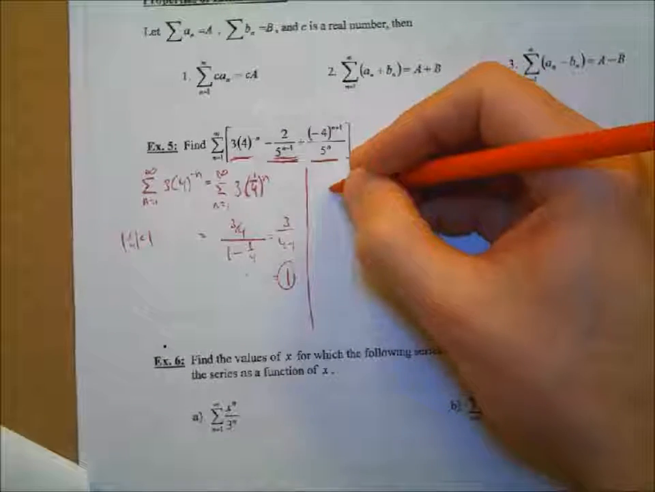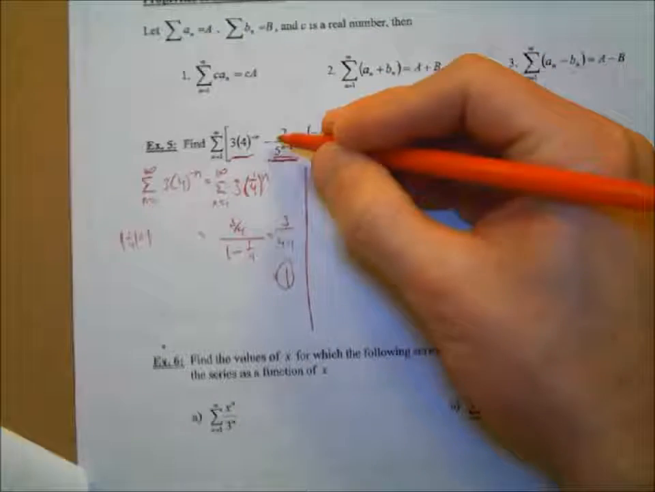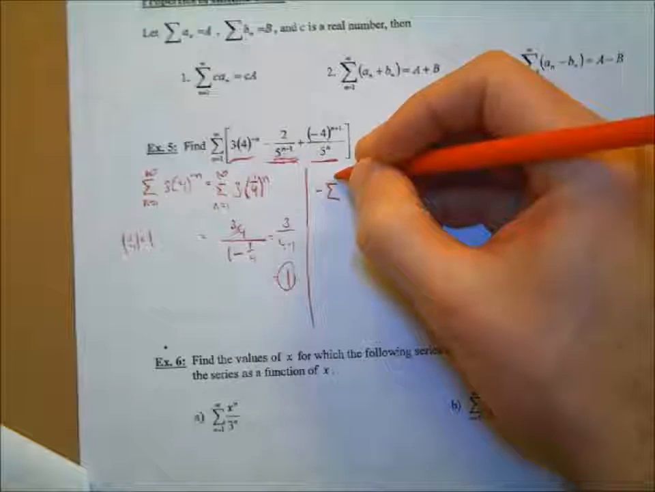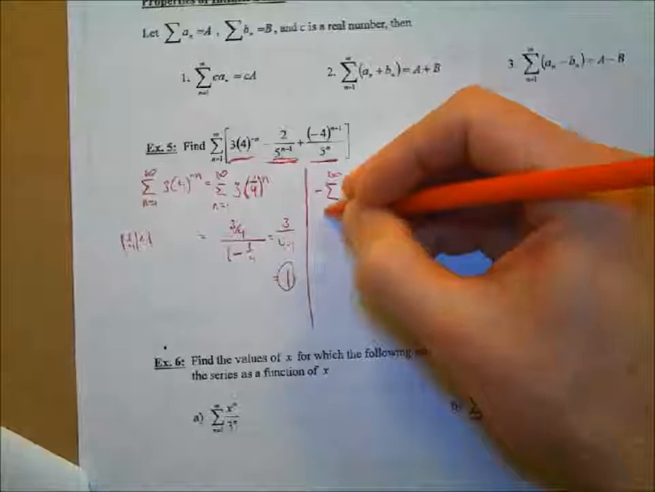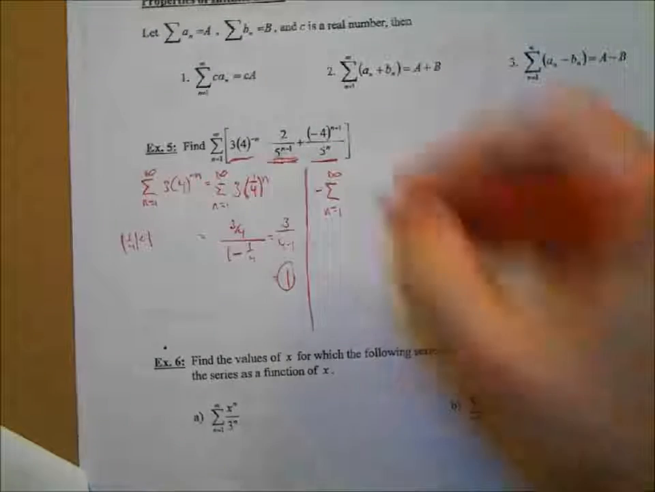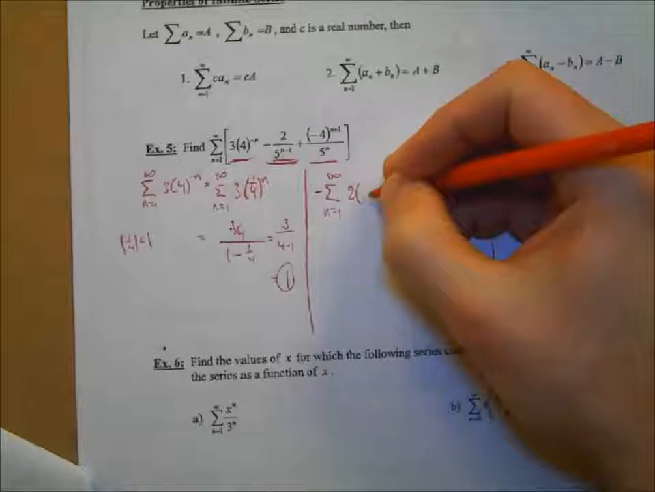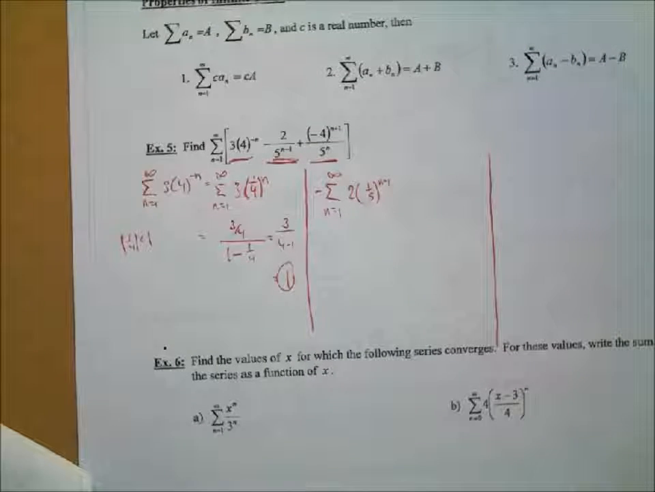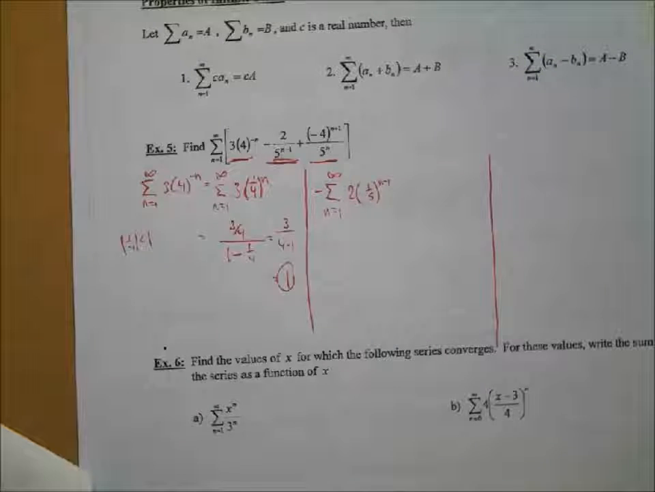So for the second piece, we have the negative sign in front there. I'm going to pull that negative sign out front of the summation like this. Okay, so it's minus the sum, I'll say, from 1 to infinity of 2 times 1/5 to the n minus 1. Okay, and again, I did some manipulation.